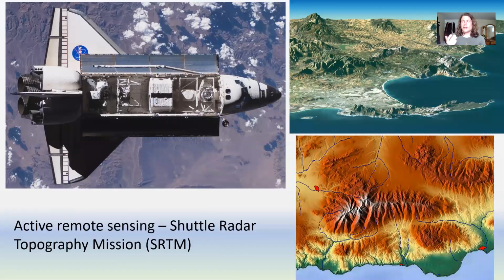We've also got active remote sensing. So for instance, the Shuttle Radar Topography Mission is an example where the space shuttle orbited the Earth, sent out a radar pulse, and measured how long it took for the pulses to come back in different locations, and used that to map the topography of most of the Earth.